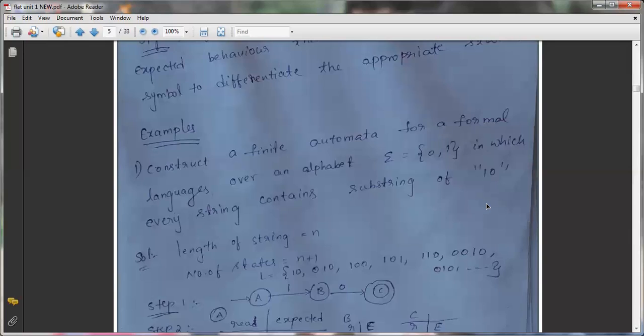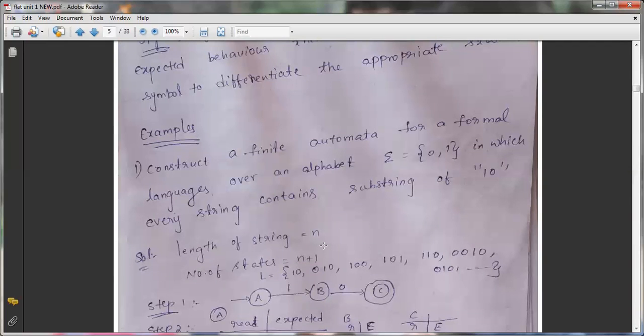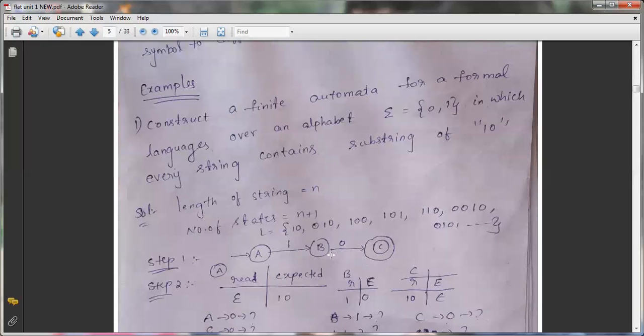1, 0. So that means the length of the string is 2. The number of states will be 2 plus 1, that is 3. So in step 1, I have taken the number of states as 3 states. Initial state is A and the final state is C. In between, I have taken the state B.